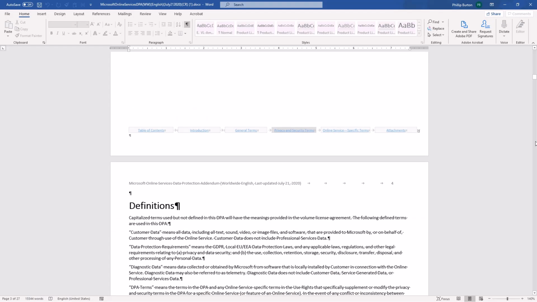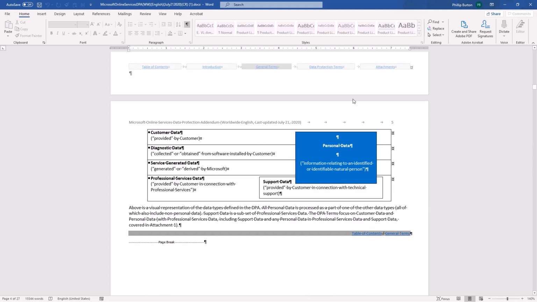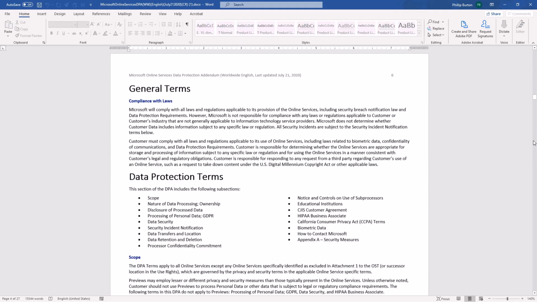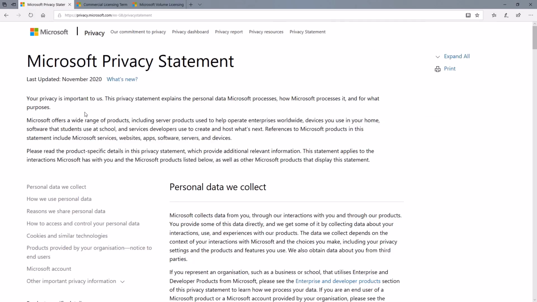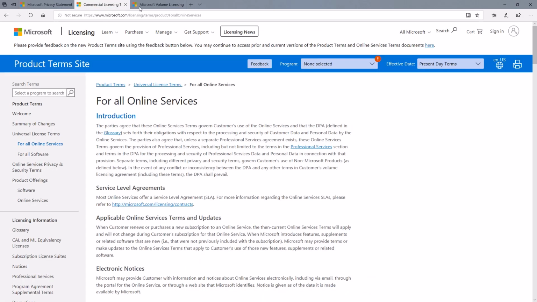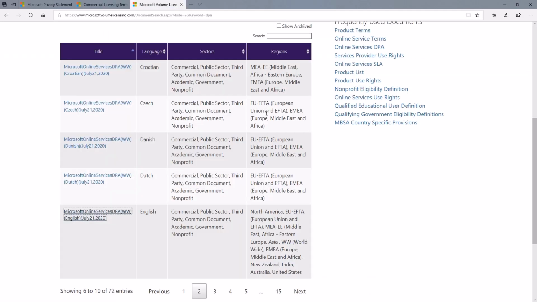So you may be wondering, okay, what's the difference between the Data Protection Amendment, which this is, and the Microsoft Privacy Statement? Well, the Data Protection Amendment is about data generally, whereas the Microsoft Privacy Statement is about personal data. So if you keep that in mind, privacy is about personal data, Data Protection Amendment is about data generally, you will be able to distinguish the two. So these are the Microsoft Privacy Statement, the Online Service Terms, and the Data Protection Amendment.